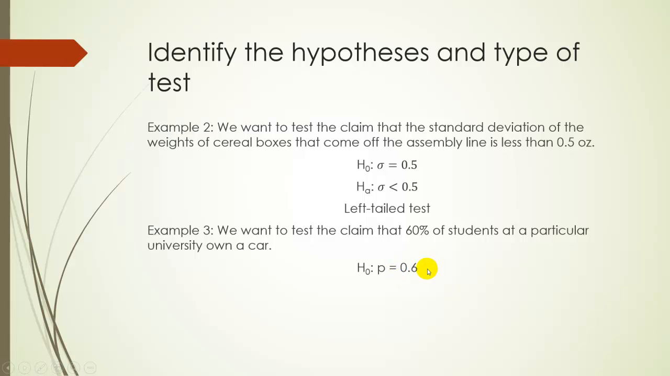So what would HA be in this case? Well, since we want to test this claim that the proportion is equal to 0.6, the alternative would have to be just not equal to 0.6. In other words, we're testing both the right and the left at the same time. Because if we found a number like 10% or 90% of students owning a car, that would still contradict that null hypothesis, or that original claim. So therefore, it's going to be a two-tailed test. Whenever you see the not equal to sign, it's going to be a two-tailed test. Okay, let's do more.